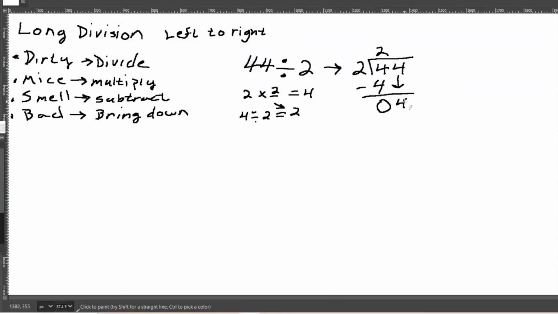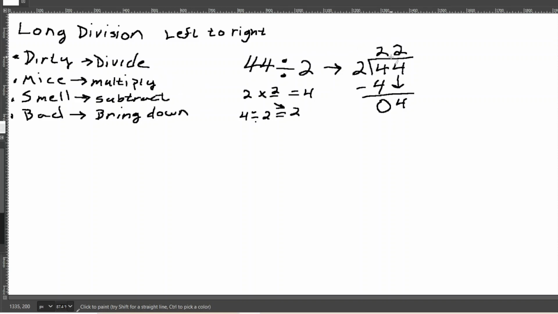So how many 2's fit into 4, right? Because that's the number that I brought down. And you see why this starts getting a little confusing, right? There's a lot of components moving around, but I'll try to be quiet and we'll practice some more. So how many 2's fit into 4? Well, it's still 2, right? Still 2.